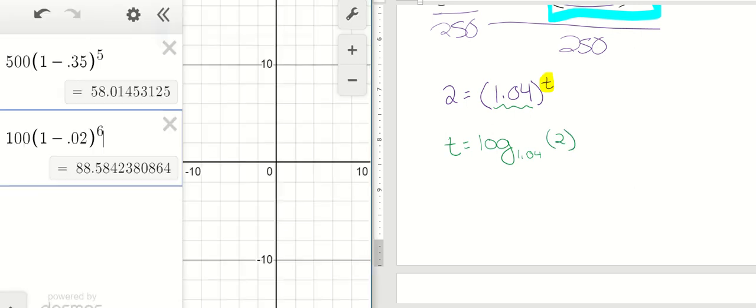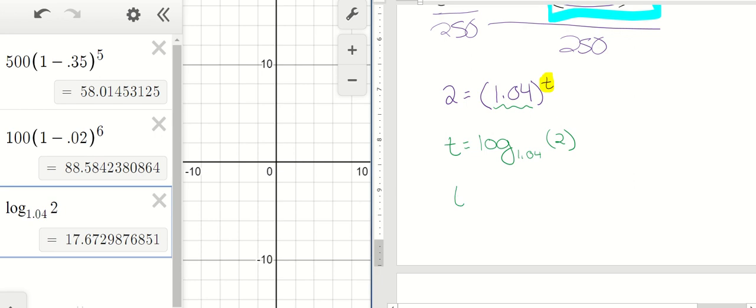Now we can put that in our graphing calculator, and we can type in log with a base of 1.04 of 2, and we end up with 17.67. And t, remember, represents time, so that is the number of years it will take for your money to turn from $250 to $500.